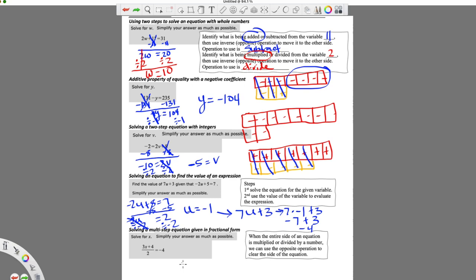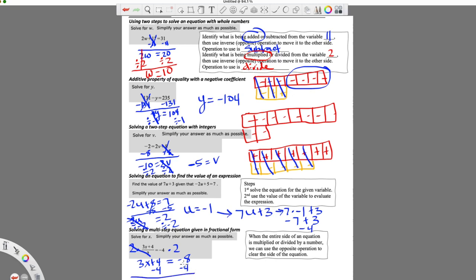So since the entire side is being divided by 2, I can multiply the entire side by 2 and this entire side by 2. And what that does is 2 divided by 2 cancels, becomes 1. So I have 3x plus 4 equals -4 times 2 is -8. So now I can start asking those questions that I've been asking. What's being added or subtracted? 4 is being added. So I'm going to subtract 4.